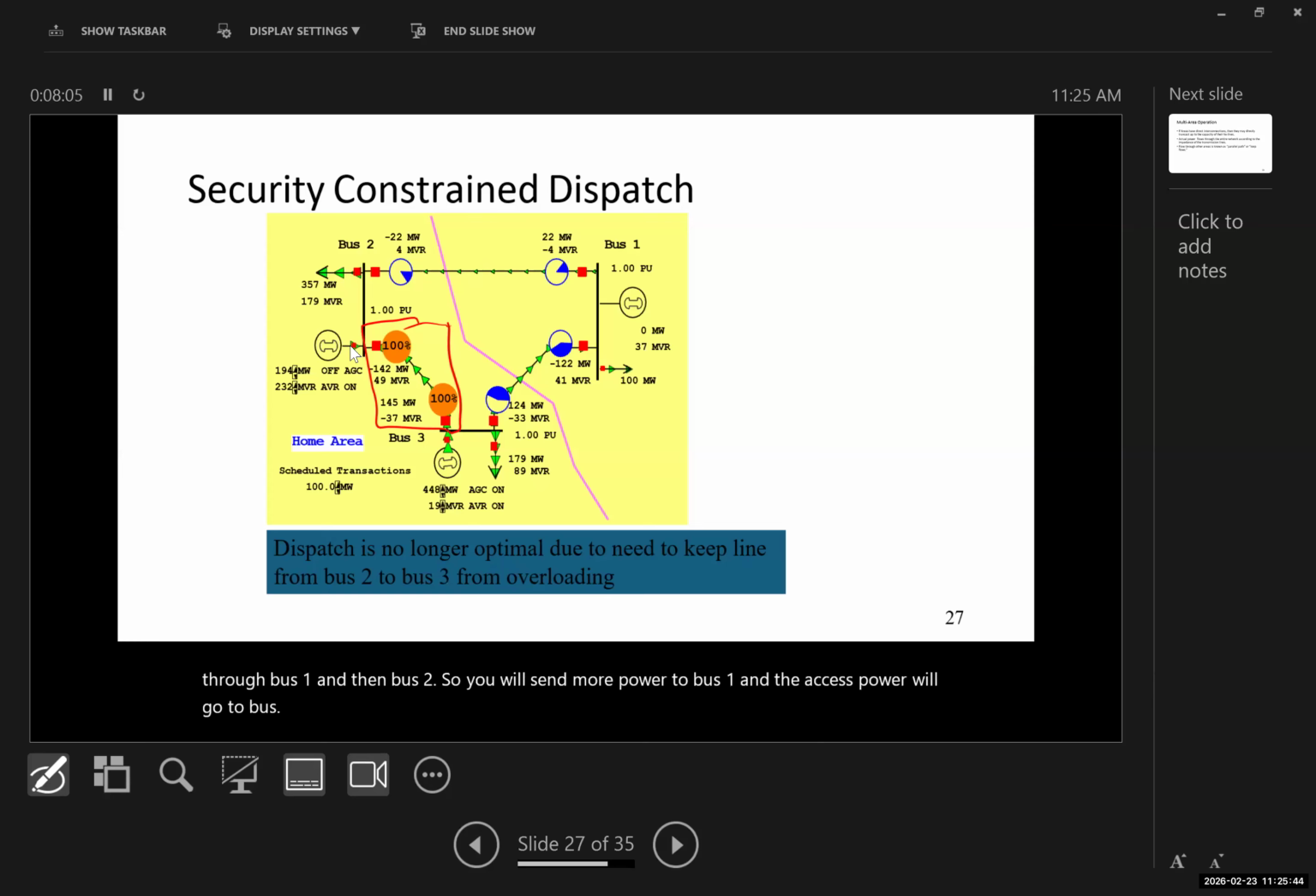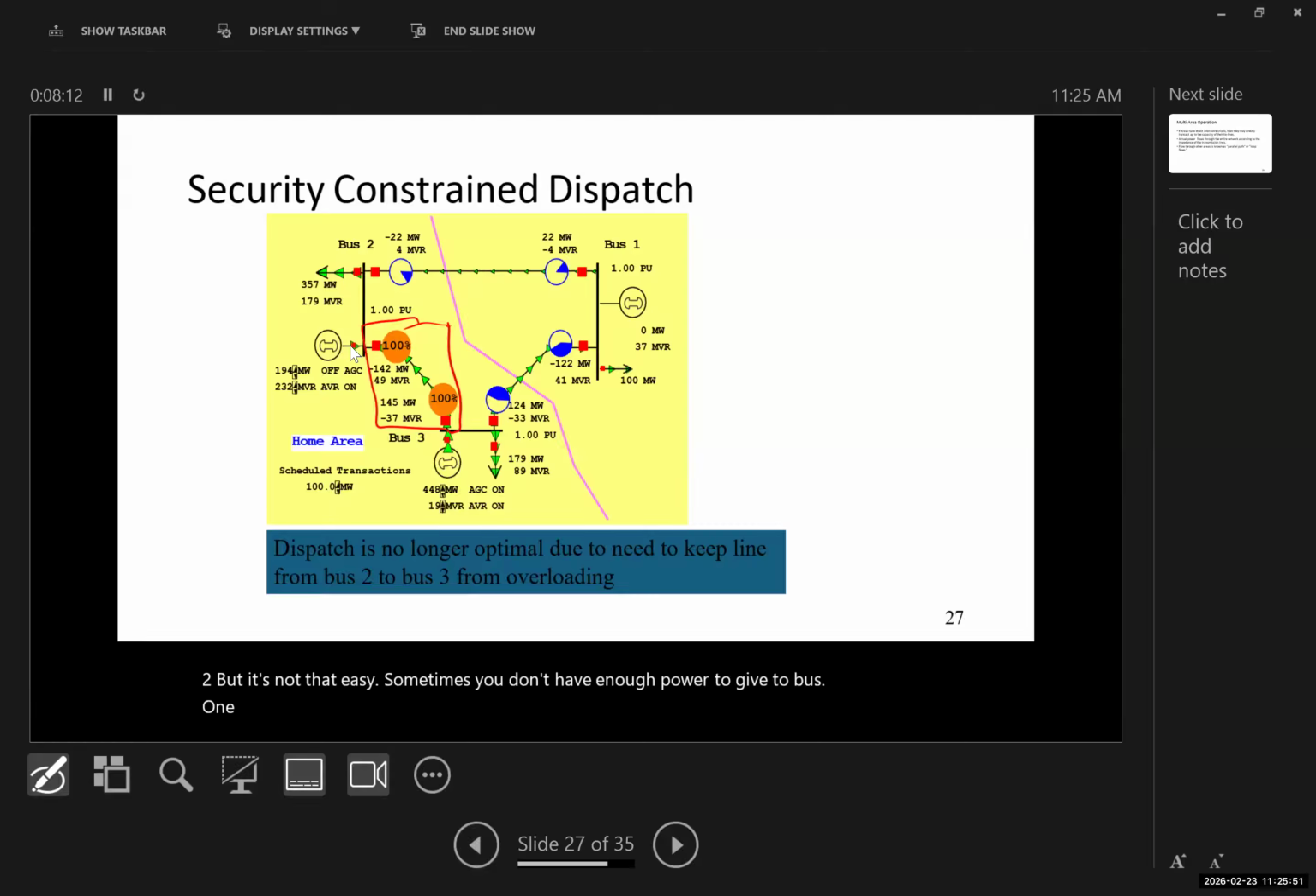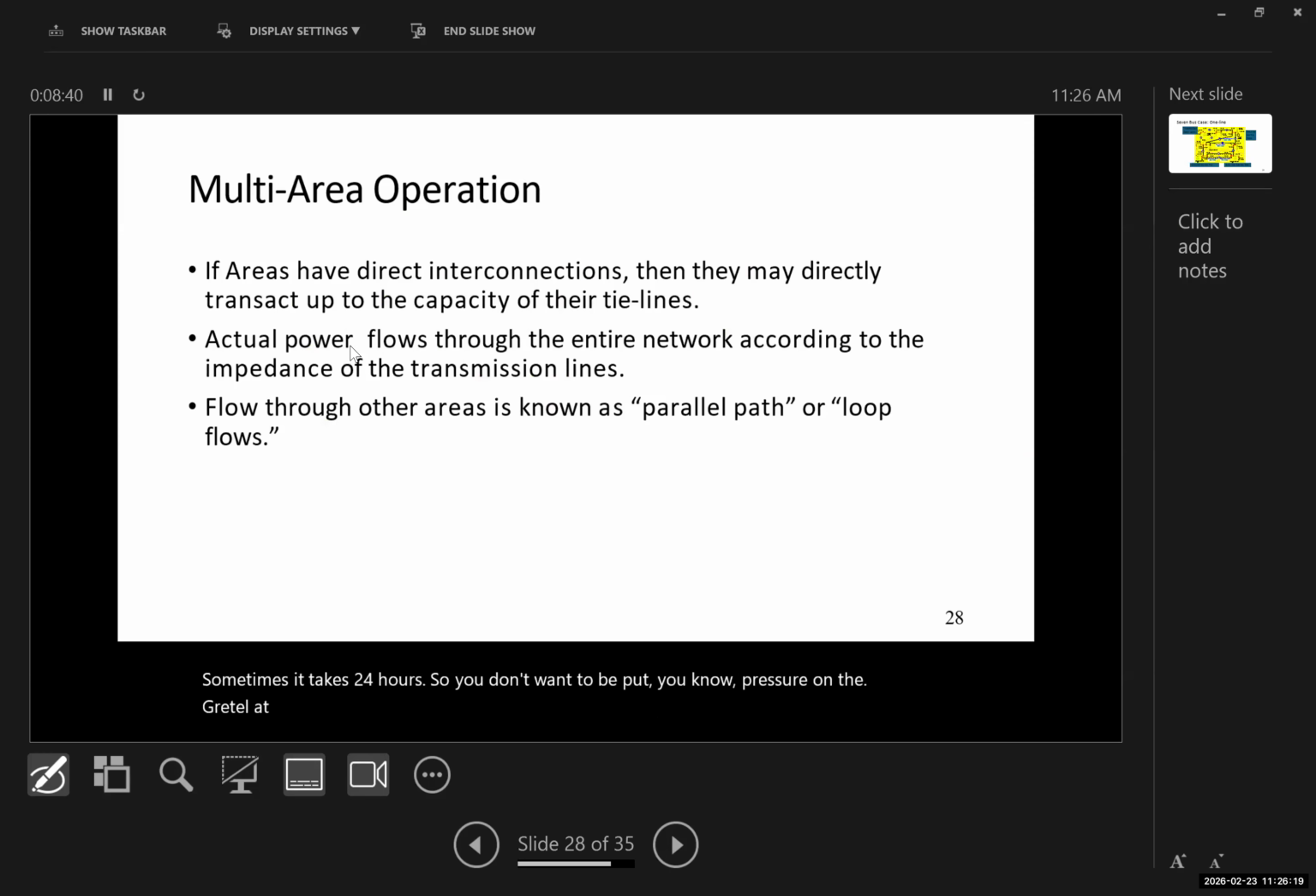But it's not that easy. Sometimes you don't have enough power to give to bus 1, and bus 1 is consuming too much power. It needs power for bus 2. So you have to be able to schedule that, and it's going to be difficult. That's the reason maintenance, shutting down a power plant, is done carefully. Usually they do it after midnight for a gas turbine, because it takes a few hours to kick back in. Sometimes it takes 24 hours. So you don't want to put pressure on the grid at the peak hours. You want to do it at off-peak hours.